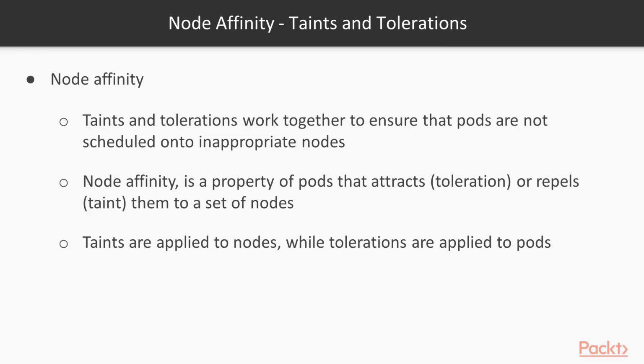Let's go ahead and cover node affinity, taints, and tolerations. With Kubernetes, taints and tolerations give us a method for telling pods which node to go to. Taints and tolerations work together to ensure that pods are not scheduled onto inappropriate nodes. Node affinity is a property of pods that attracts or repels them to a set of nodes. Taints are applied to nodes, while tolerations are applied to pods.